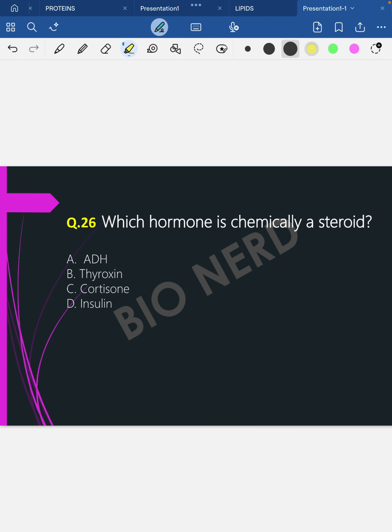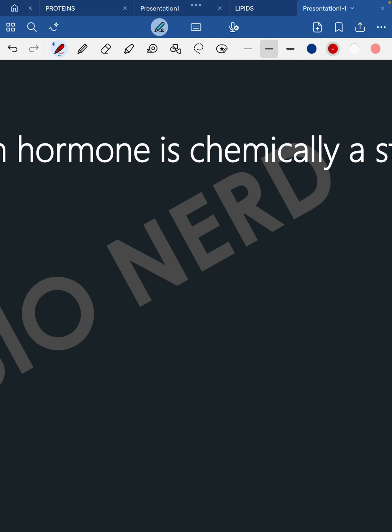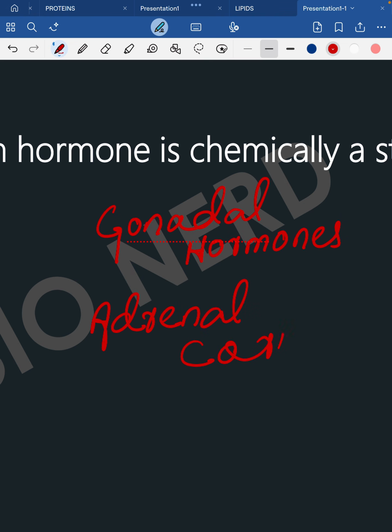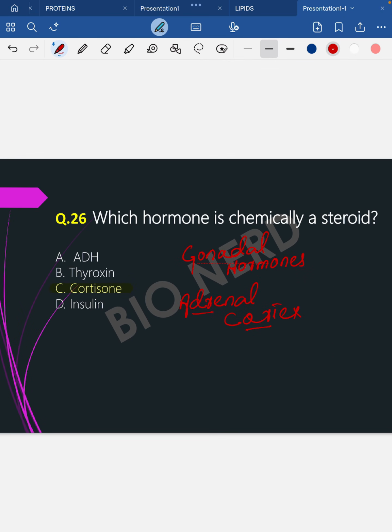Which hormone is chemically a steroid? Simple, cortisone. You have to remember one thing, gonadal hormones, gonadal hormones being progesterone, estrogen, testosterone, okay? And number two, adrenal cortex. Adrenal cortex also secretes steroidal hormones, for example, cortisol, aldosterone, corticosterone. So these all hormones are steroidal in nature. So here the answer will be cortisone. Just remember, cortisone is also known as cortisol, okay?